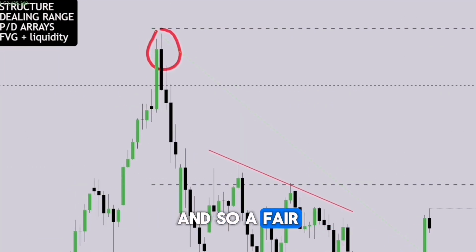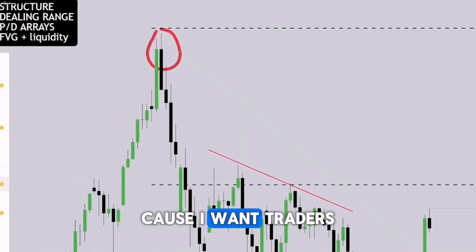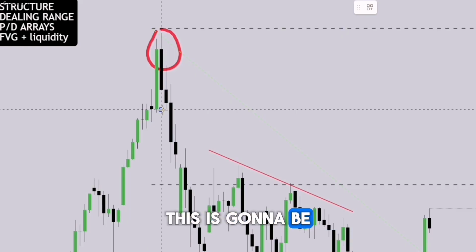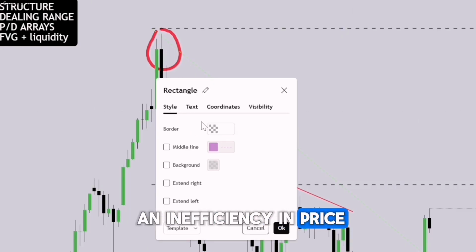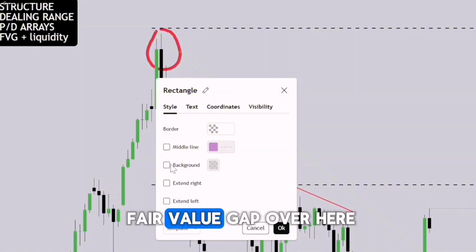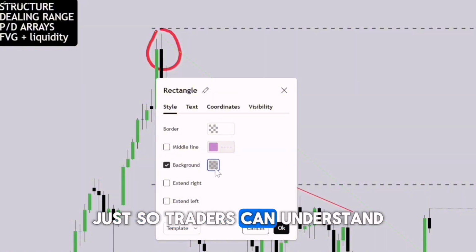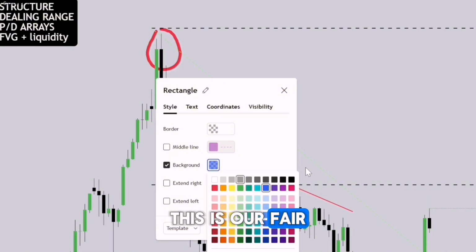And so a fair value gap, I'm going to mark out for people because I want traders to understand this. This is going to be your fair value gap. And so a fair value gap is basically an inefficiency in price. So I'm just going to label this as a fair value gap over here, just so traders can understand. This is our fair value gap in blue.